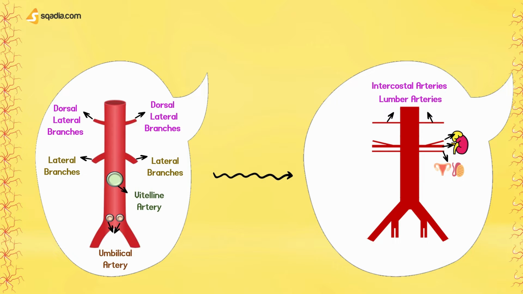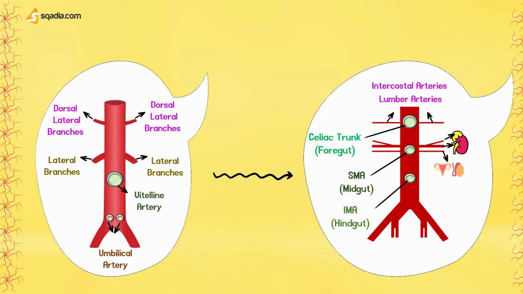Yes, you are right. Vitelline arteries are branches of the aorta that supply the gut. The 3 branches of vitelline arteries are the celiac trunk, that supplies the foregut, the superior mesenteric artery, that supplies the midgut, and the inferior mesenteric artery, that supplies the hindgut.